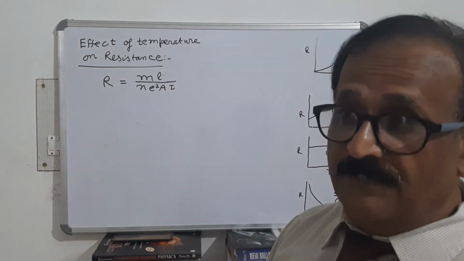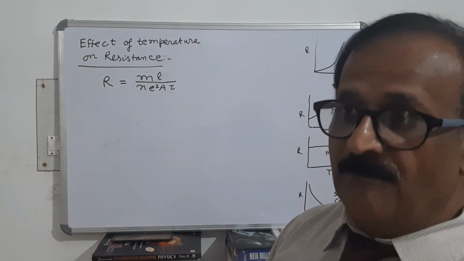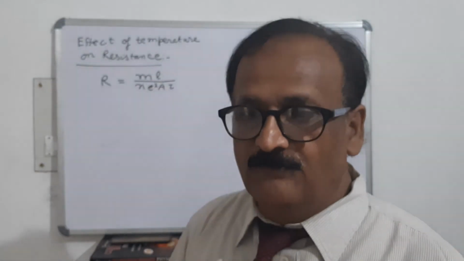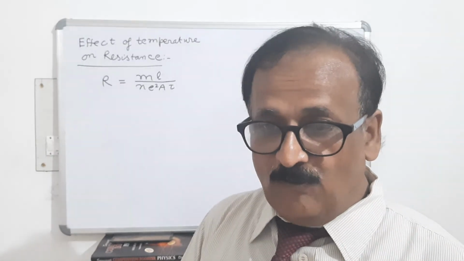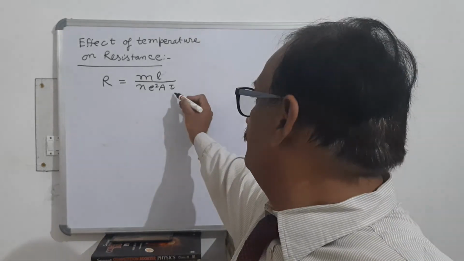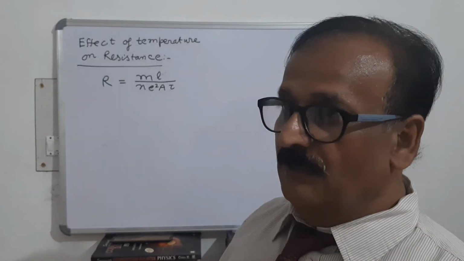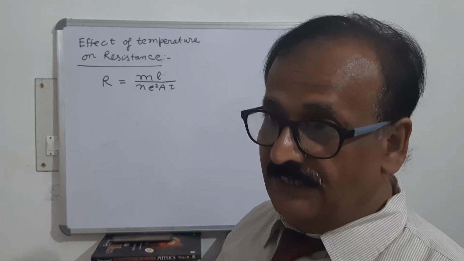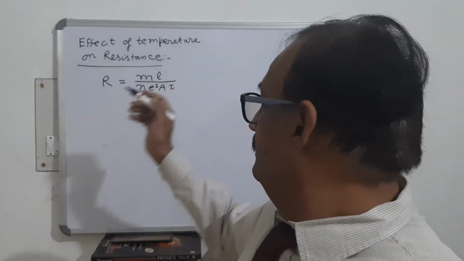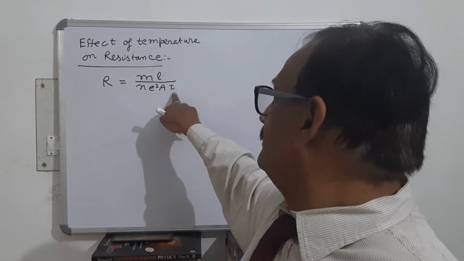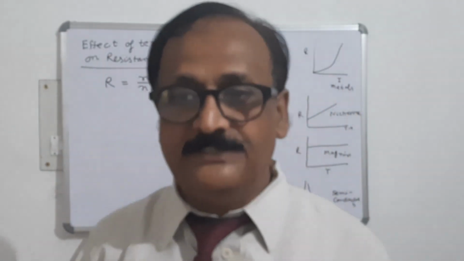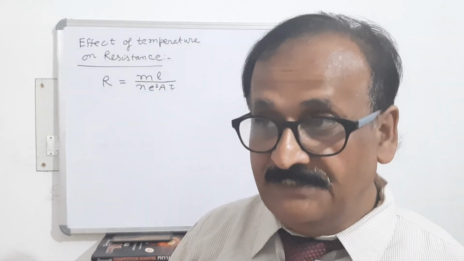As the temperature of a material is increased, what happens to the kinetic energy of free electrons? When temperature is increased, kinetic energy of free electrons increases. Therefore, they collide more frequently, which means the number of collisions per second increases, and this decreases the relaxation time. And when relaxation time decreases, resistance increases. Therefore, as we increase the temperature, resistance increases.